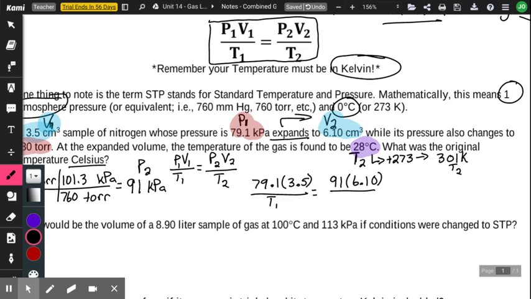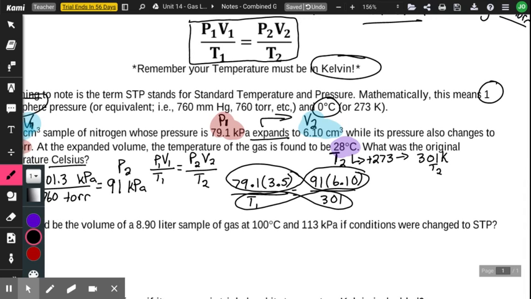Again, temperature 2 was 28 degrees Celsius, but I have to be in Kelvin, so we're going to put 301 right there. Okay. So now we've got our numbers. So now we just need to cross multiply. So these get all multiplied together, and then all of these get multiplied together. And what we're going to find is that we get 83331.85 equals 555.1 times my temperature 1.